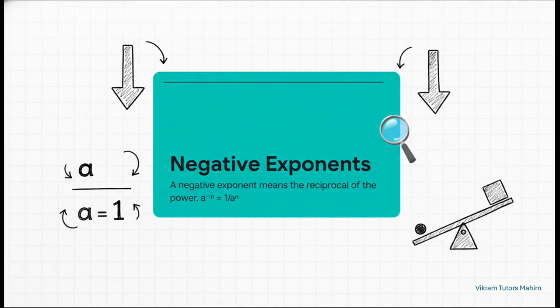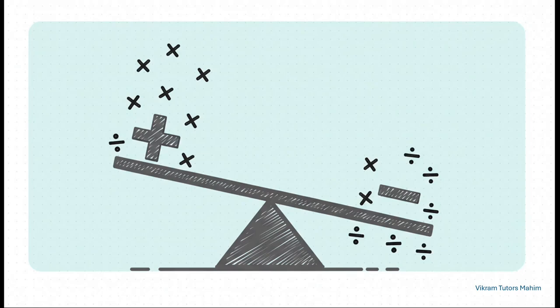That little negative sign is just an instruction, telling you to move the power to the other side of the fraction line. Here's a really great way to think about it. If a positive exponent is a shortcut for repeated multiplication, then it makes sense that a negative exponent is a shortcut for repeated division. They are perfect opposites of each other.